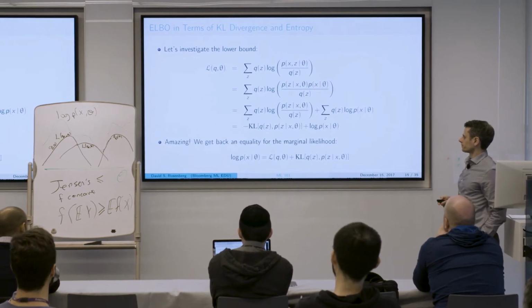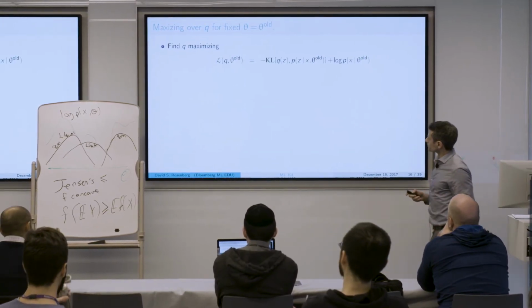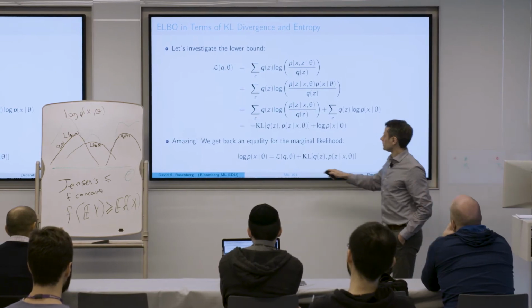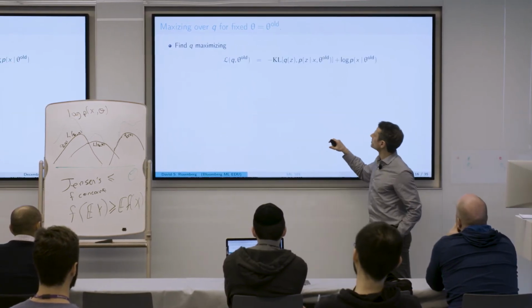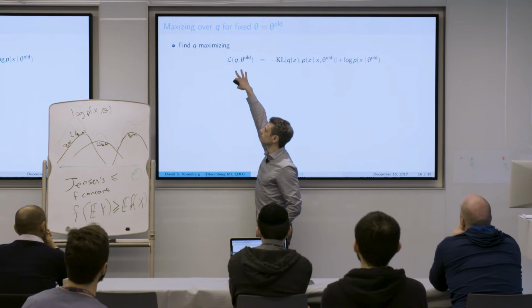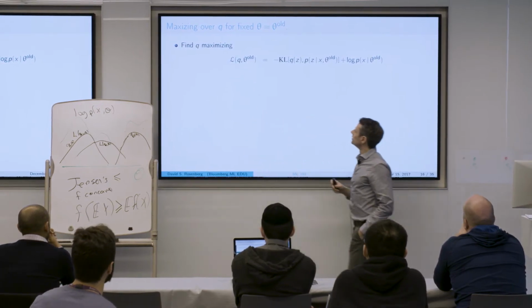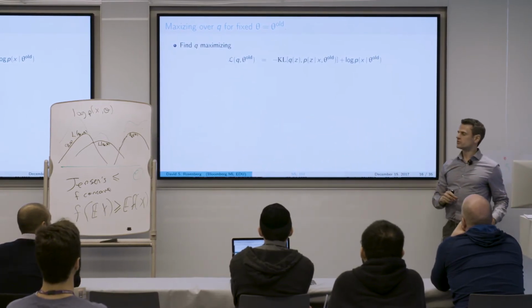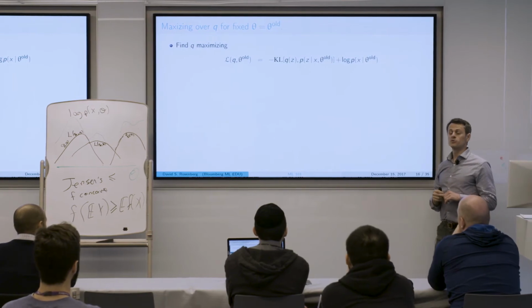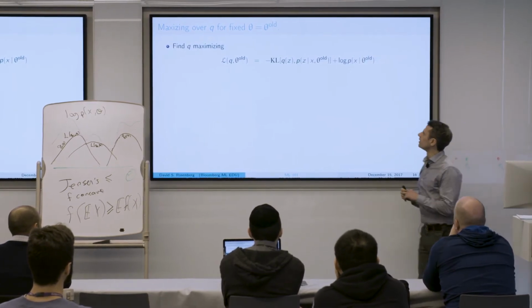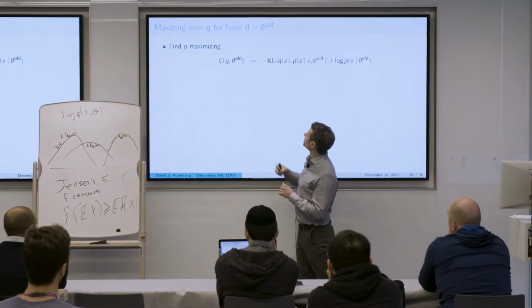All right. So that's nice to see. And now let's put it back into the lower bound, with the lower bound on the left in the position, because now we're going to use some facts we know about KL divergence to figure out how to maximize q.